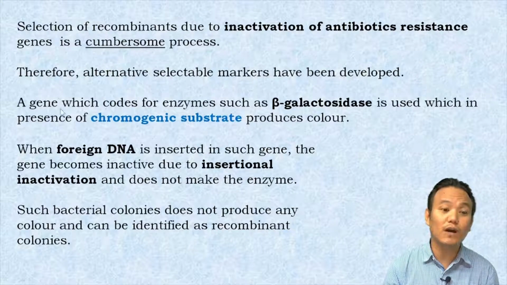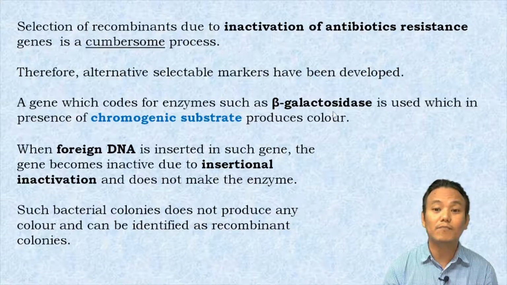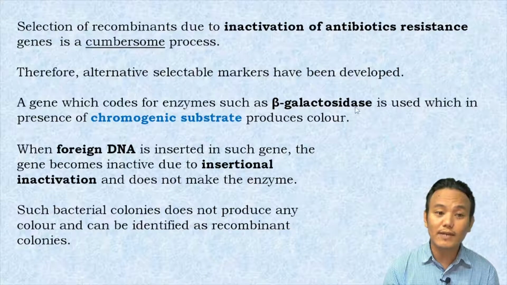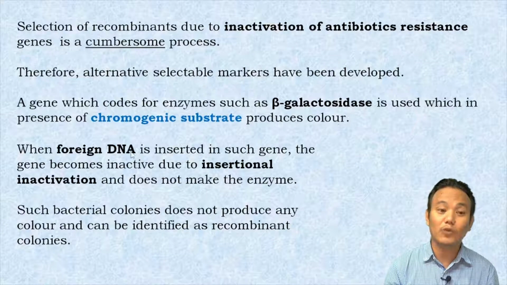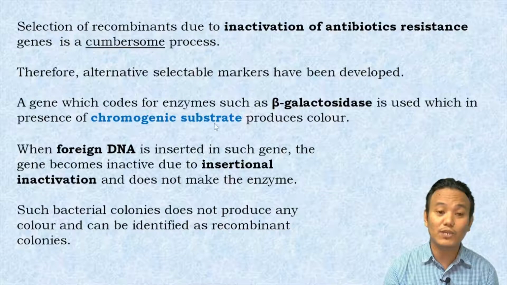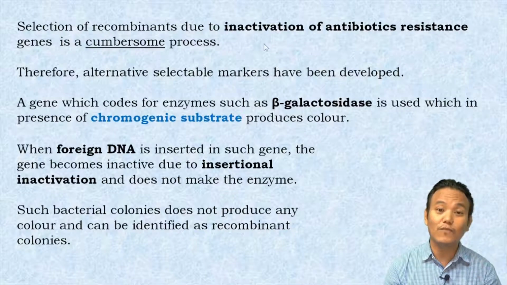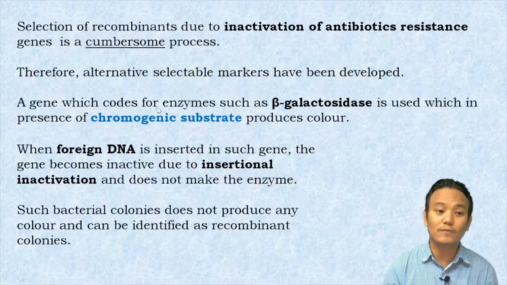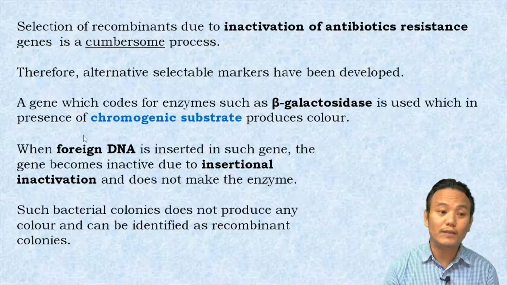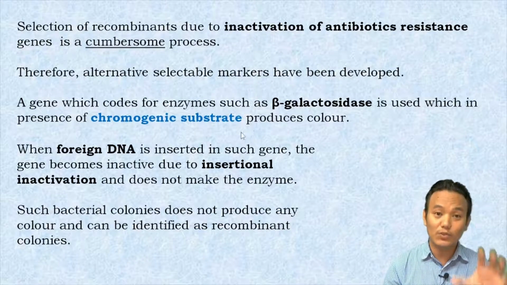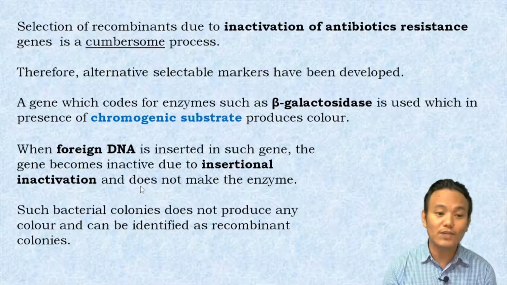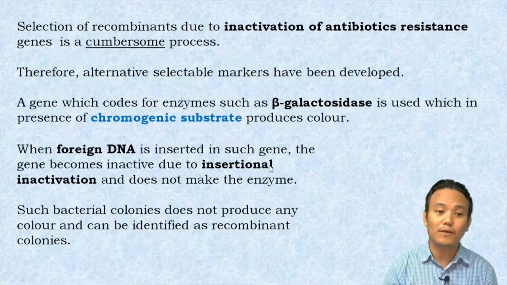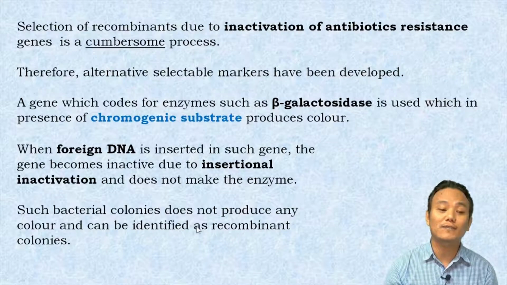And those different genes are genes which code for enzymes such as beta-galactosidase. And these enzymes, in the presence of a chromogenic substrate, produce a colored reaction. And this property of producing a colored reaction in the presence of a chromogenic substrate is used for identification of recombinants from non-recombinants. How did they do that? When a foreign DNA is inserted into such a gene which codes for the enzyme, the gene becomes inactive due to insertional inactivation and does not produce the enzyme. And the bacterial colonies which do not produce any color can be identified as recombinant colonies.